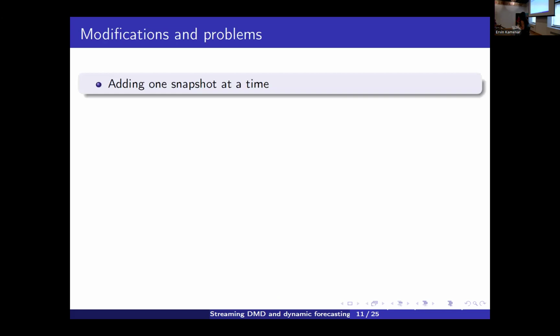Now, what are some problems here or modifications that can or should be done? So the first one is that this is an algorithm for adding one snapshot at a time. But that one is easily solvable, and also it is computationally similarly expensive to do 5 at a time or 5 one by one. So that's not a big issue here.